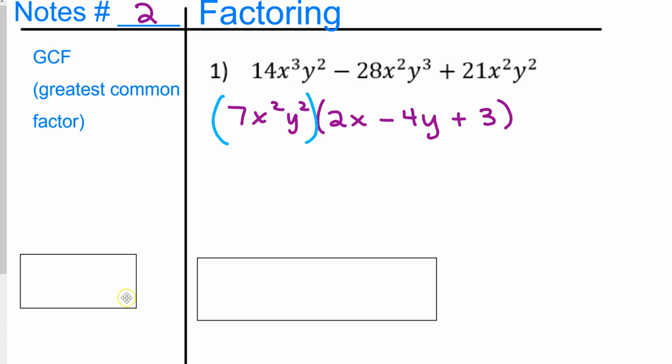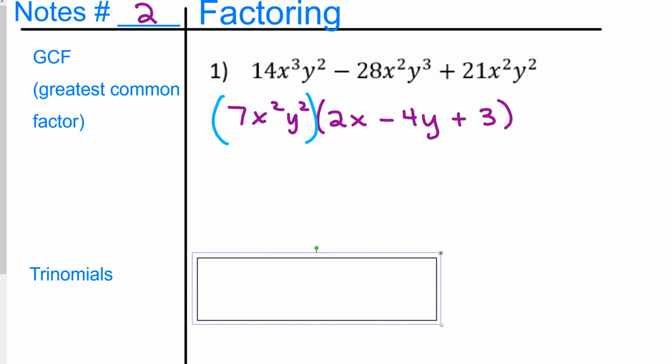By the way, looking for a greatest common factor is generally the first thing you want to try. So if you factor out a greatest common factor first, there still might be other things to do to factor later, but it usually makes it easier if you do that first. Now let's look at some trinomials.